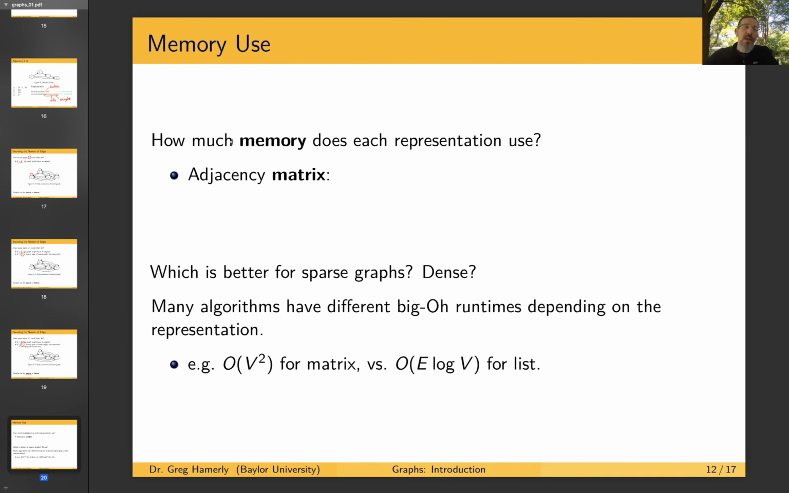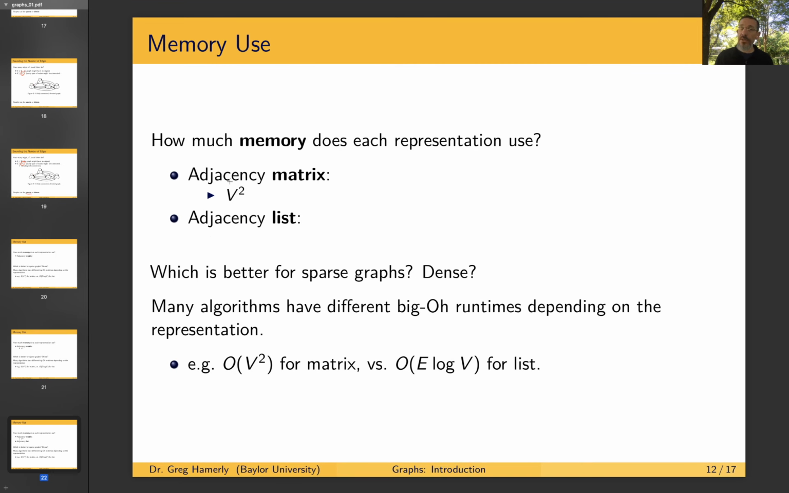Now, let's talk about the memory usage for these two different representations. An adjacency matrix, again, represents all possible edges. And so an adjacency matrix uses V squared memory. Always. No matter how many edges actually exist in the graph, an adjacency matrix always uses V squared memory.